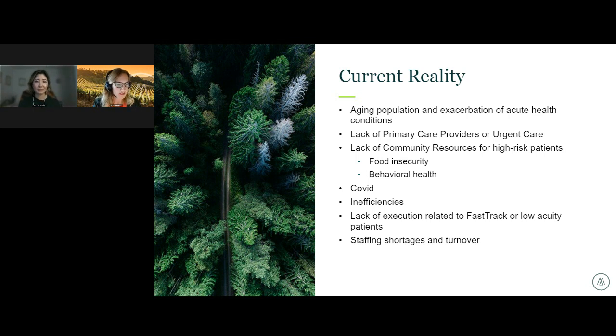We talked about COVID, talked about a little bit of your inefficiencies. Fast track, I'm going to spend some time on fast track or low acuity today. A lot of organizations that have a high volume of patients per day do have a fast track, but are you really using it efficiently? Are you executing the way that a fast track should be? That's an area that will really save you a lot of time and nursing and provider hours. So we're going to talk about that. And then of course, the staffing shortages and turnover in your clinicians, your lab, your RAD. It's really all of your hospital system that is also causing some of these issues.